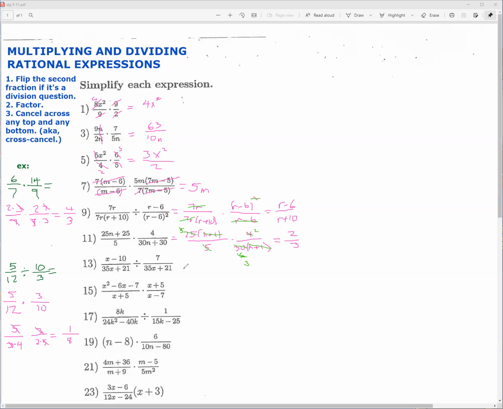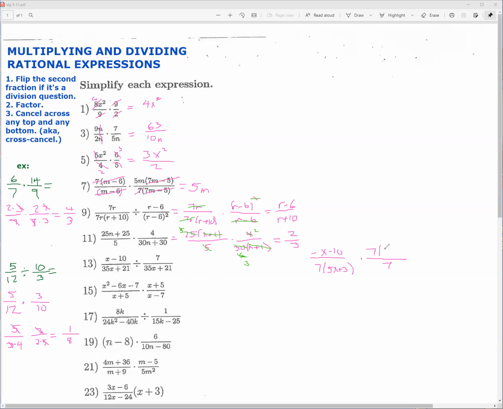All right, number 13, I am slightly out of space, so I'm going to write it over here. X minus 10 over, I'm going to factor that while I'm at it. I'm going to factor out a 7, 5x plus 3. But then I need to flip that other fraction, which means the 7 goes on the bottom. And on the top, we've got 35x plus 21.